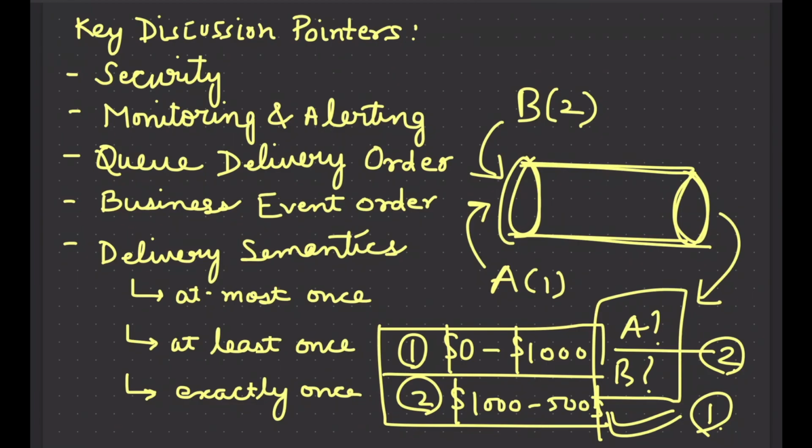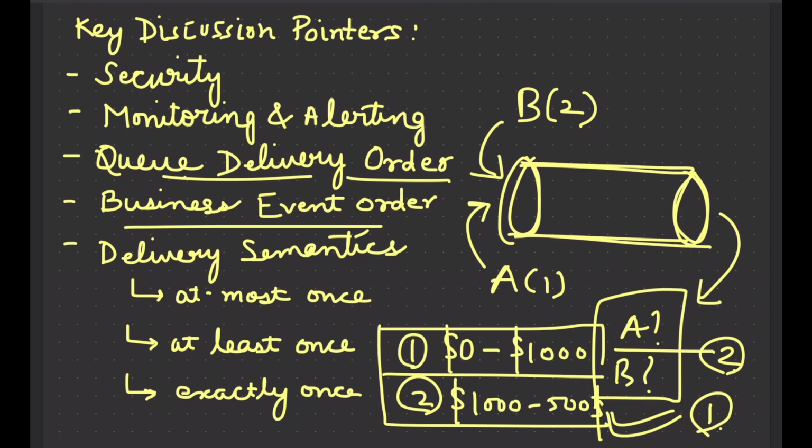So in this case we would assume that queue delivery order and business event order are being handled at the producer and at the consumer level itself, right? We really don't want to overload our system with all these different things, because it's going to bring down the throughput of our system.